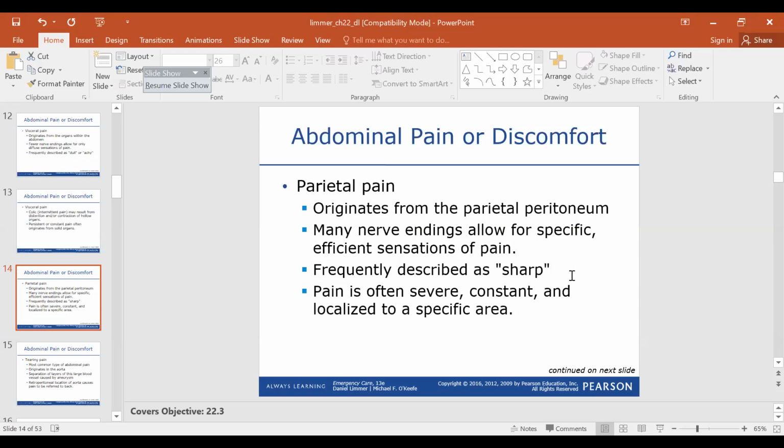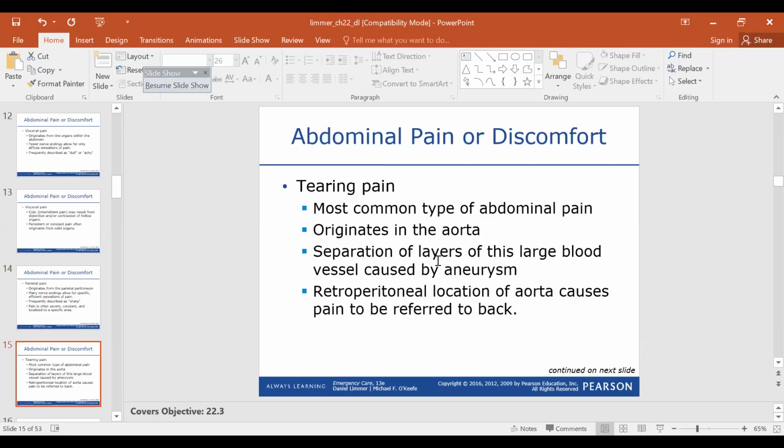Also, if the patient can pinpoint pretty well where the pain's at, then we're going more towards it might be a parietal issue. Some kind of irritation, maybe a tear. We're not sure exactly what it is, obviously, but it guides you more towards, all right, it might not be an organ issue, it might be a membrane issue. Pain is often severe, constant, and localized to a specific area.